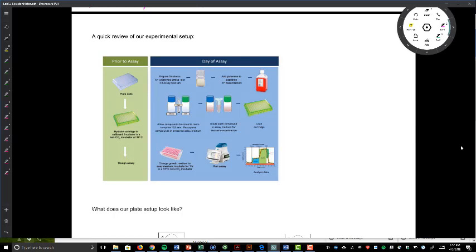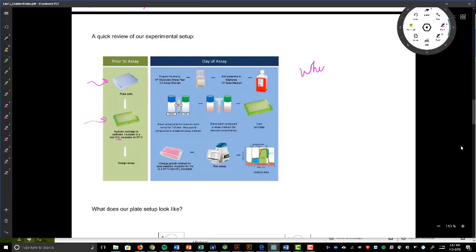So before the assay even begins, a day or 2 days before, Manish is going to take care of culturing and then plating the cells. And then the night before, I'm going to take the cartridge. That's the plate that has the sensors and the injection ports. I'm going to incubate it in a calibrant in a non-CO2 incubator at 37 degrees Celsius.